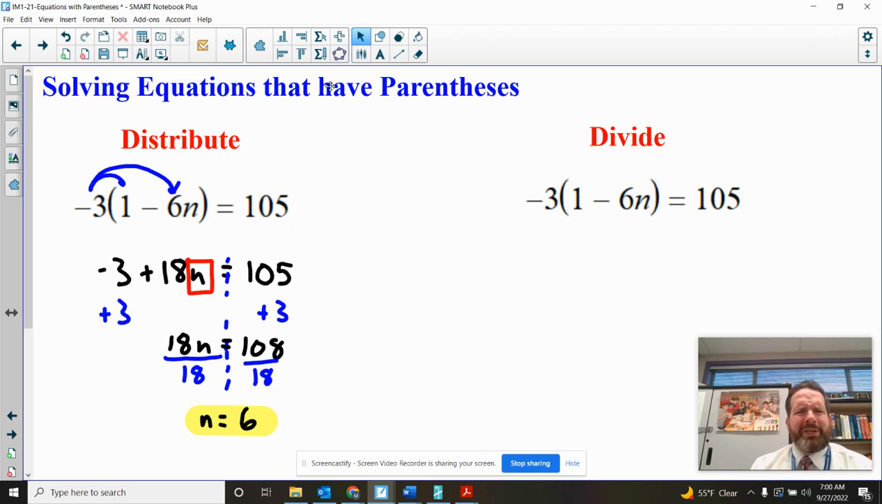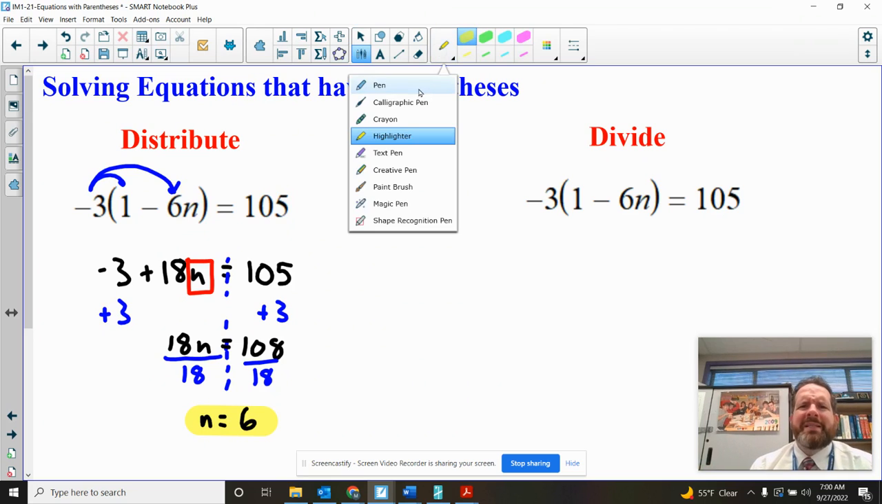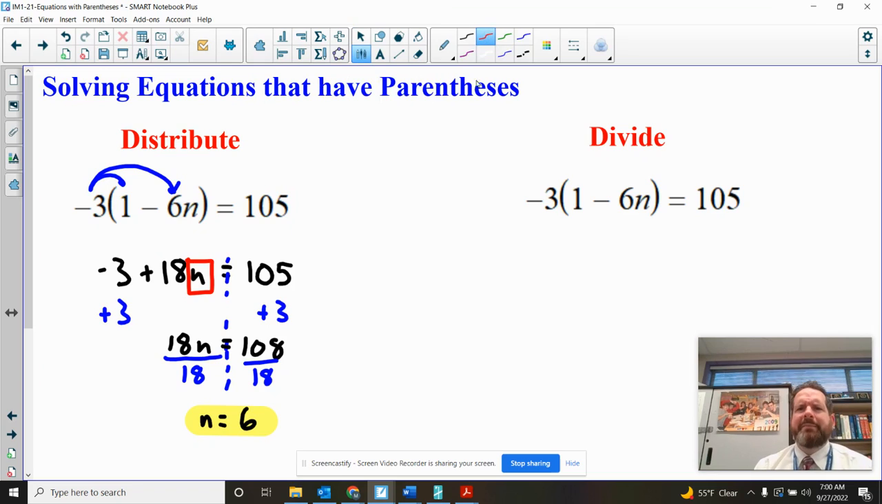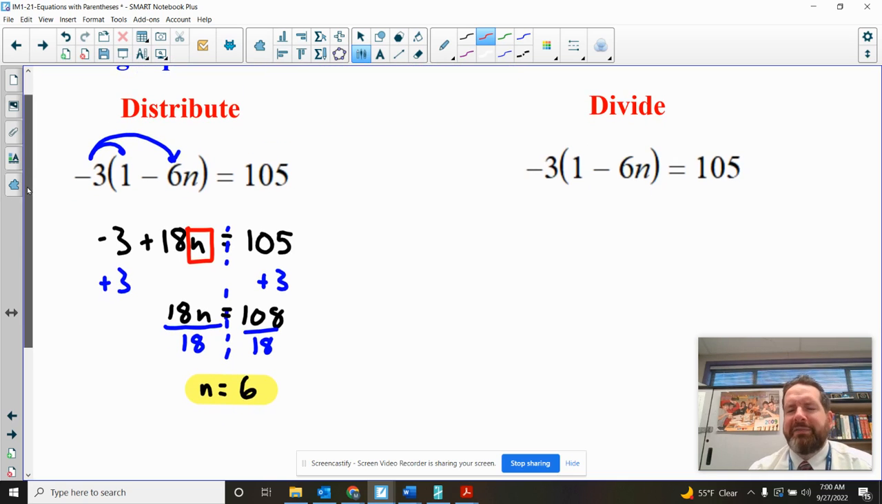Now, there's another way to do this, and I'm going to be honest, I prefer it a lot of the time, only because it has one fewer step, kind of, and it keeps the numbers smaller. Here's what I mean. This -3 in front of the parentheses is just -3 times the parentheses. If I do that, -3 times the parentheses, well, I can undo that with a division.